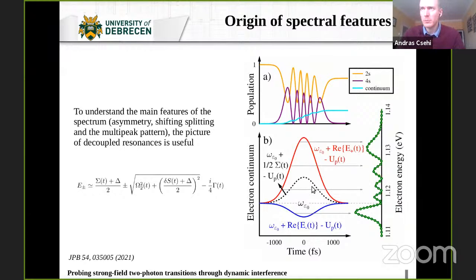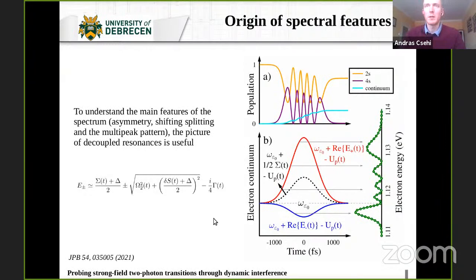The asymmetry of the spectrum is the result of the fact that the blue curve is more shallow than the red one, and therefore electrons emitted here are distributed in a narrow energy window. That's why the lower energy side of the spectrum is higher, while on the other side the curvature is larger, so the electrons are distributed in a wider energy window, and the higher energy side of the spectrum is lower in height. So this is how one can link the spectral features to the strong field quantities such as the Stark shift and the two photon Rabi frequency.